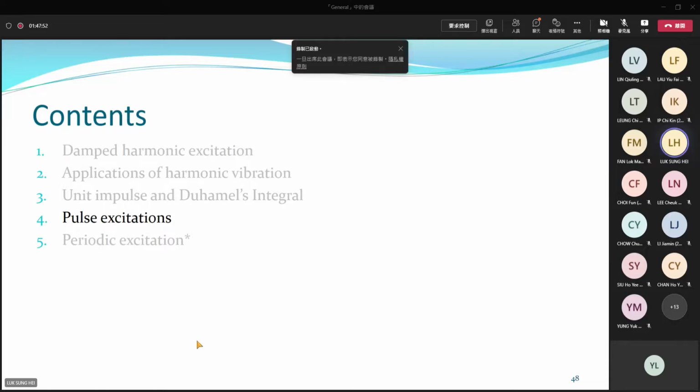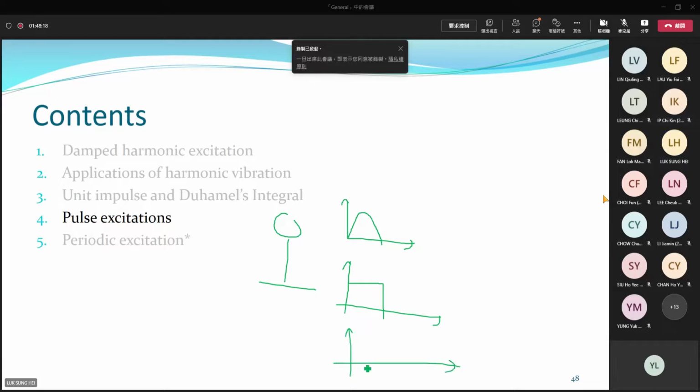Okay, now we know what the Duhamel integral is. Then what next? Next, we would like to consider more realistic situations, pulse excitations. What is a pulse? A pulse is a loading with short duration. So, for example, a structure may be under a half sine pulse, a rectangular pulse, or a triangular pulse. A pulse means a loading appearing only for a certain period of time.